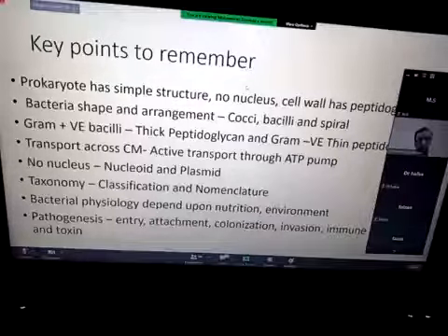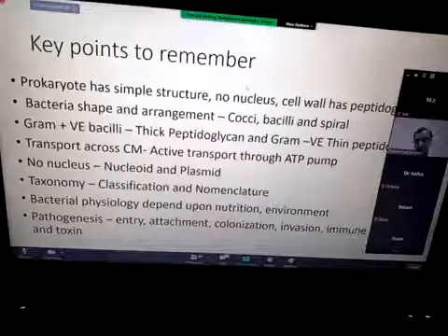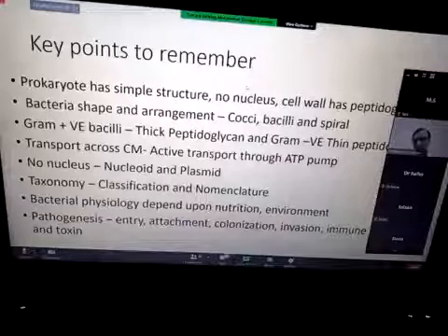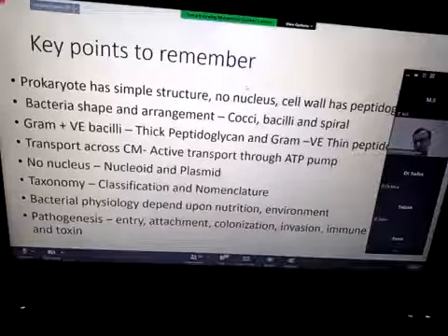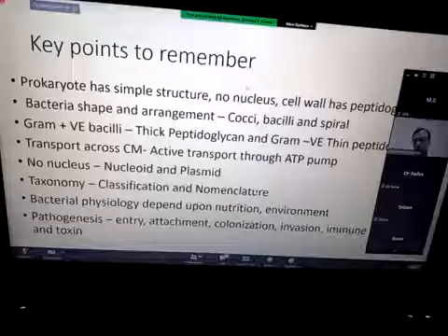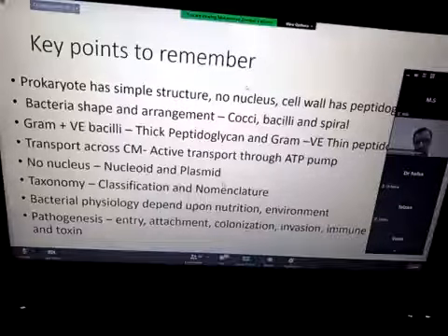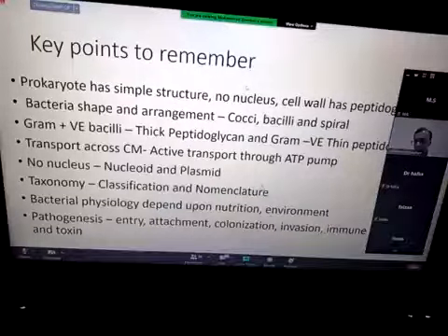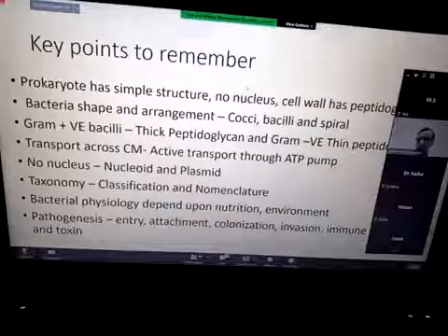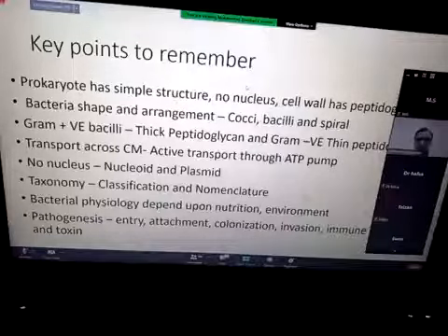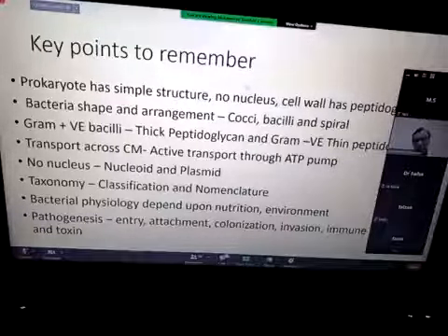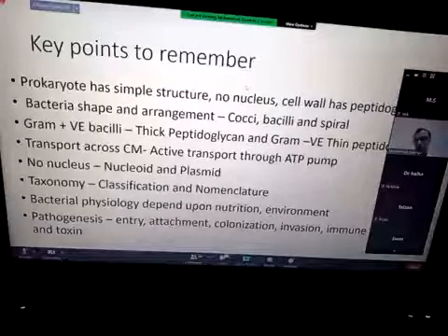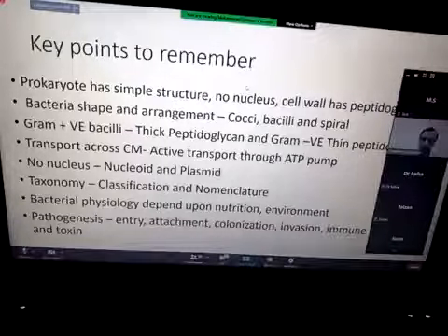When we talk about taxonomy, there are different features, but the more important thing to remember is classification and nomenclature. Classification is the grouping, and nomenclature is the orderly giving of names to these pathogens. Bacterial physiology depends upon multiple things, but the important thing to consider is nutrition, which includes different factors, and environment, which includes oxygen, CO2, pH, and all these things. And pathogenesis requires entry, attachment, colonization, invasion, immune response, and toxins.